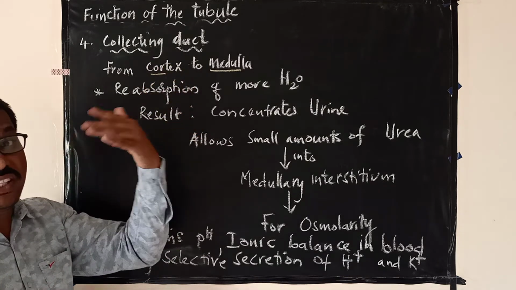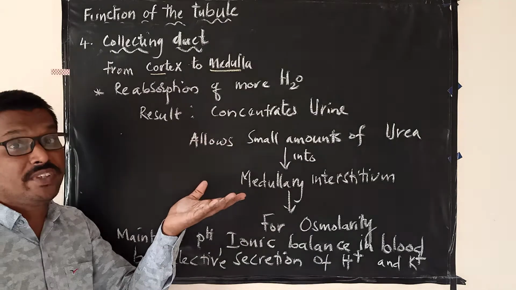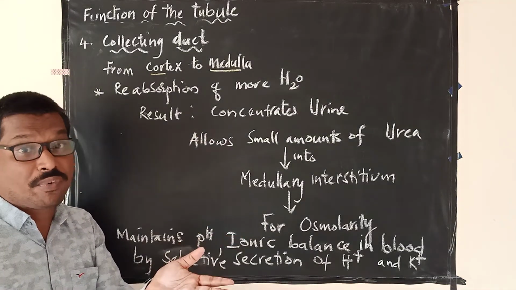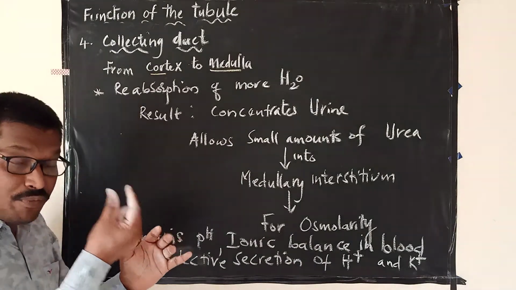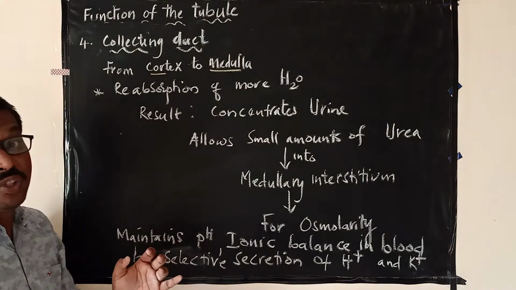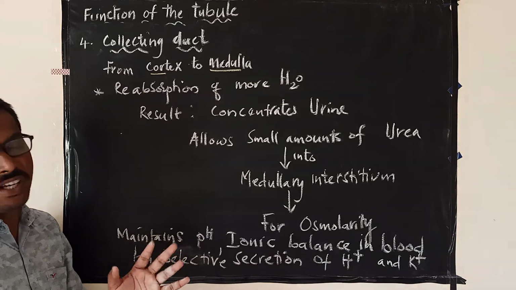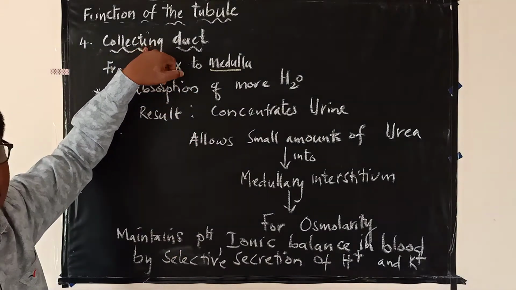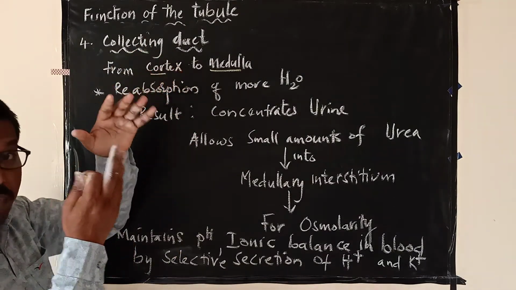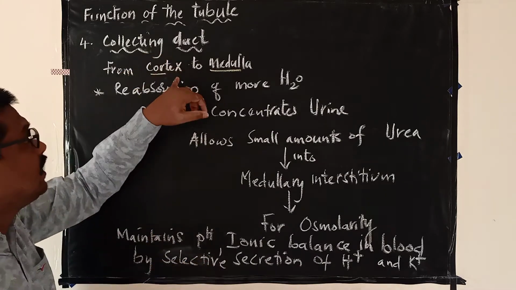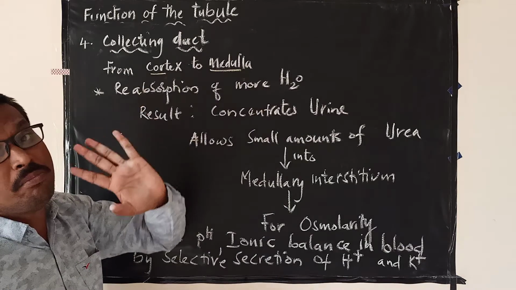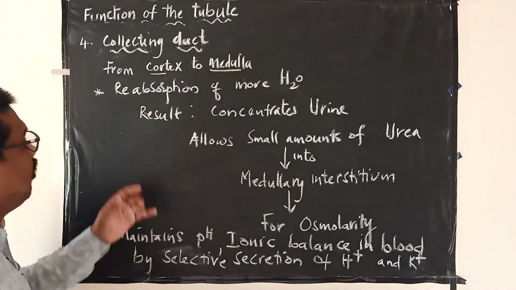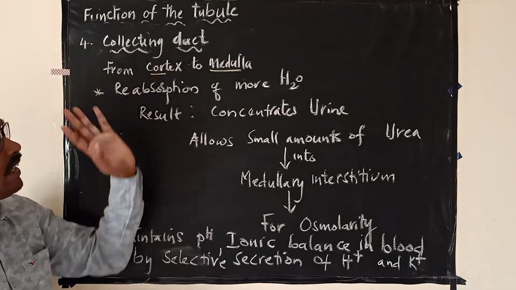In the previous video we said that cortical nephrons and juxtamedullary nephrons exist, where the nephron goes deep inside into the medulla. But in the case of the collecting duct, part of the collecting duct will be present in the cortex region, and part of it will also be present in the medulla region. And now, what is the importance of this collecting duct?